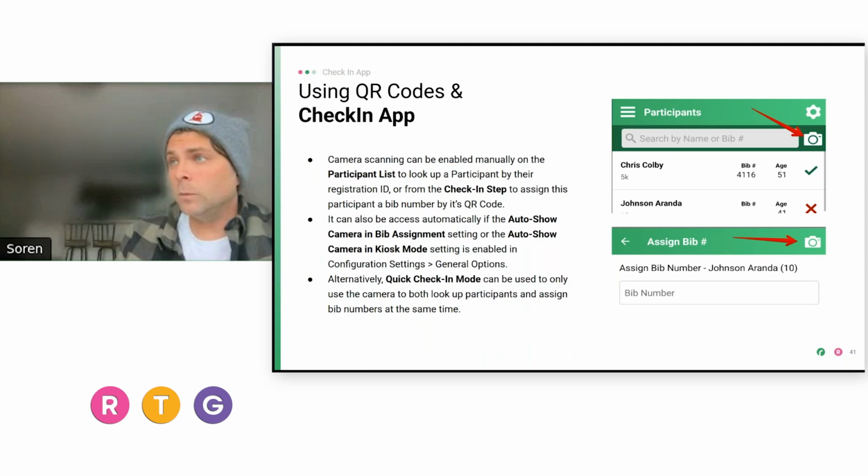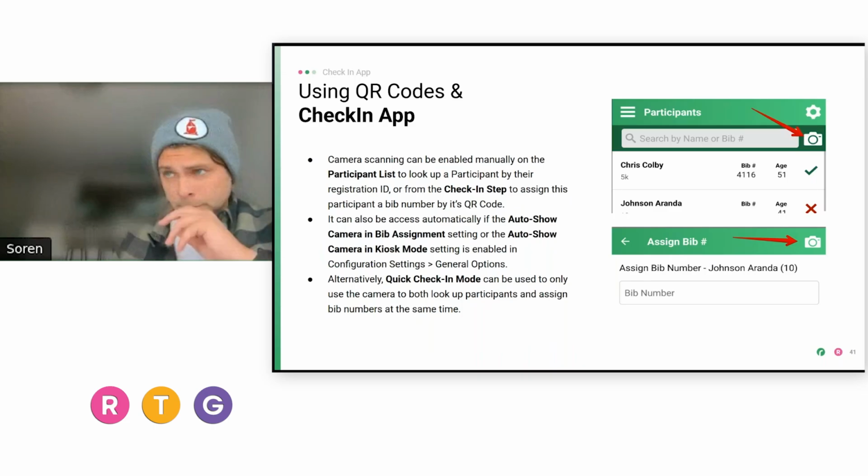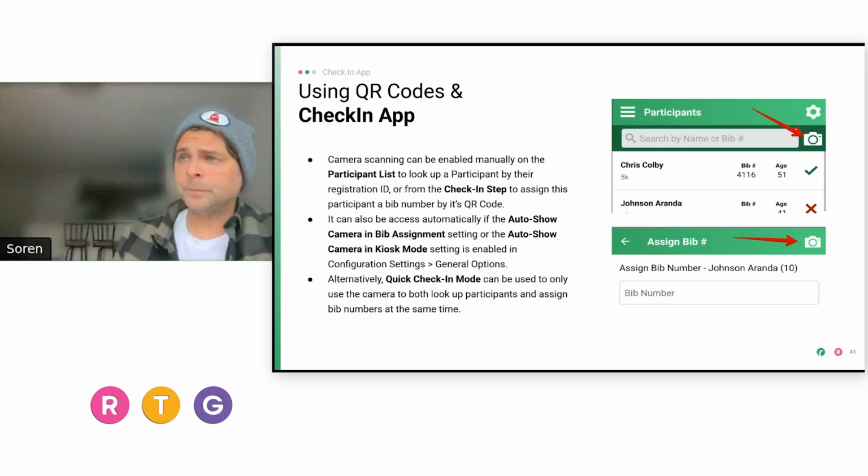And again, remember that these are customizations. You can make it so that the camera automatically shows up if auto show camera in bib assignment is on, or auto show camera in kiosk mode is on. Quick check-in mode can be used here. If all participants are going to have their email, that's a perfect world.